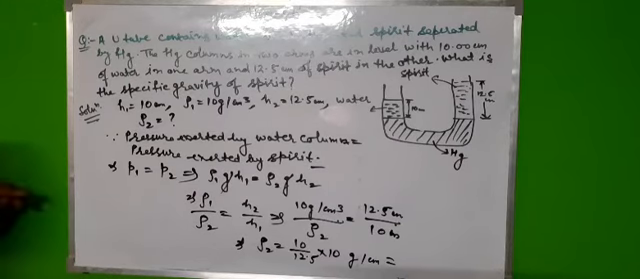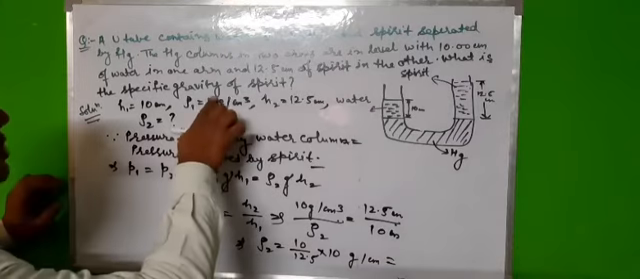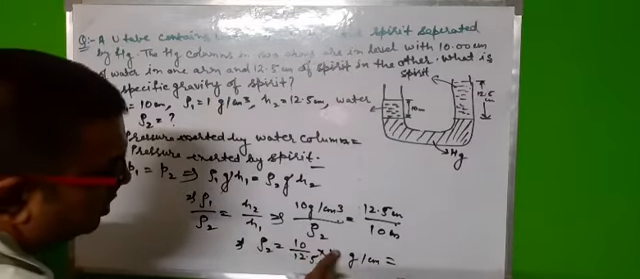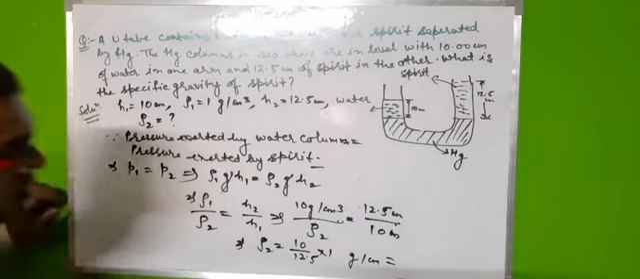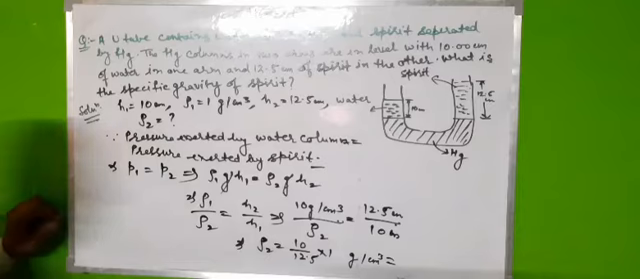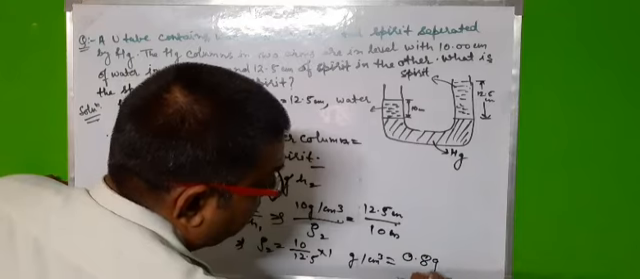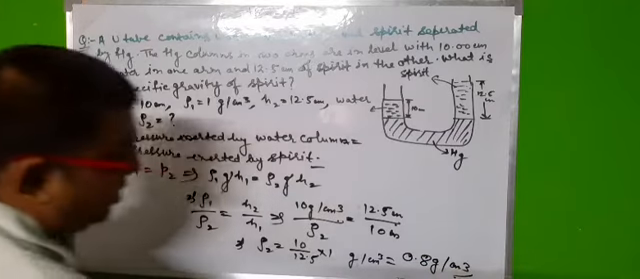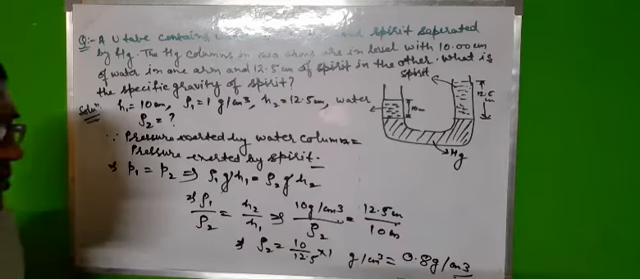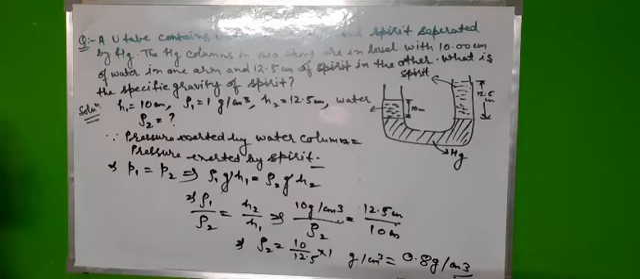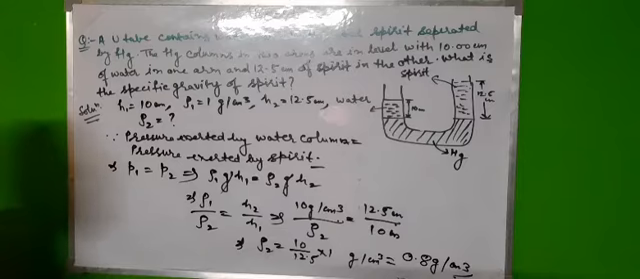So ρ2 is equal to ρ1 into h1 upon h2. The value of ρ1 is 1 gram per centimeter cube, and on solving it, the value will come 0.8 gram per centimeter cube. On dividing it you will get the value of 0.8 gram per centimeter cube. Now dear students, moving on to the next numerical.